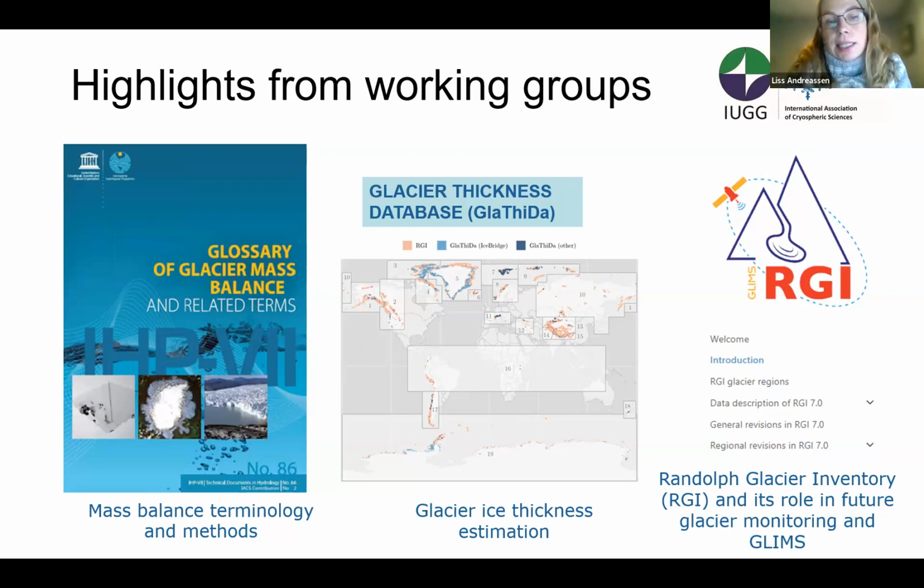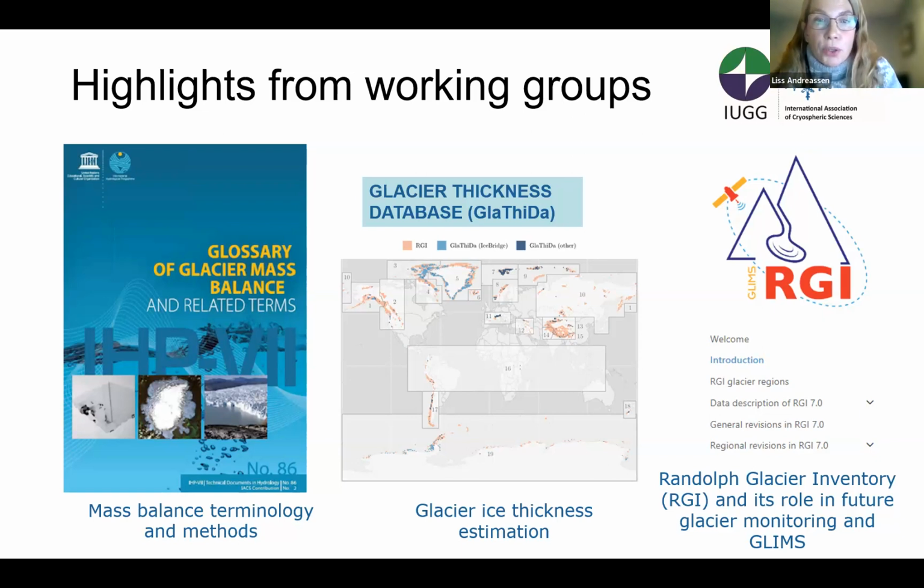Then the glacier ice thickness estimation. They have made estimates for every glacier in the world. This data set is used a lot, but through the glacier ice thickness estimation working group, we also collected a lot of new glacier thickness data. And this is published in the GlaThiDa database that the World Glacier Monitoring Service holds. So it was a huge data harvesting and a data paper, and the data are used to better model changes of the world's glaciers.